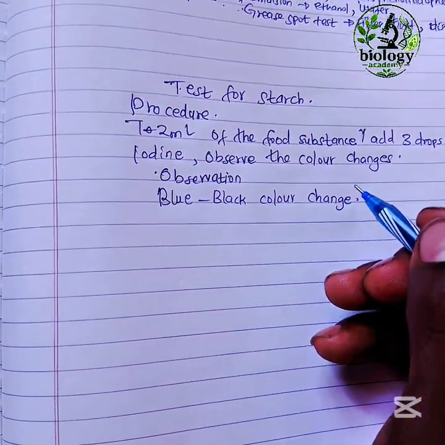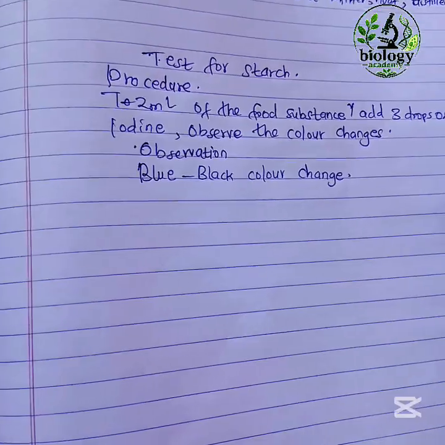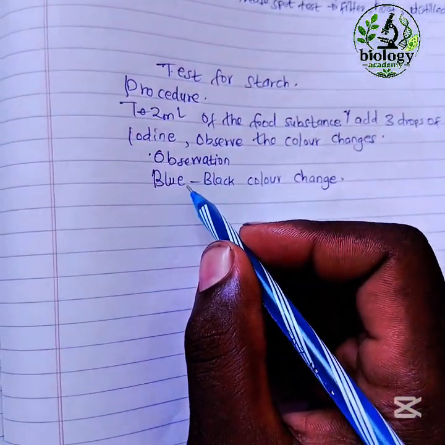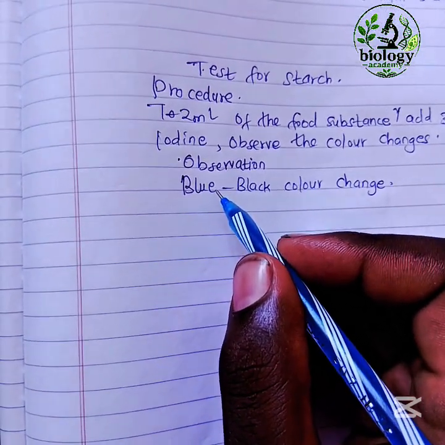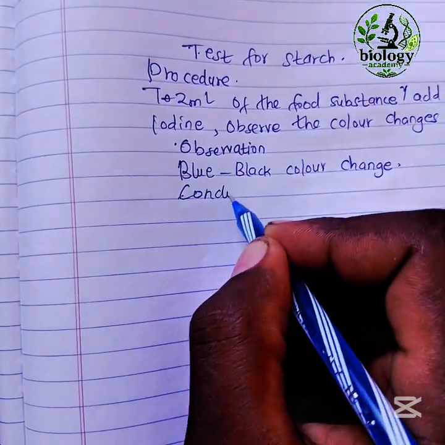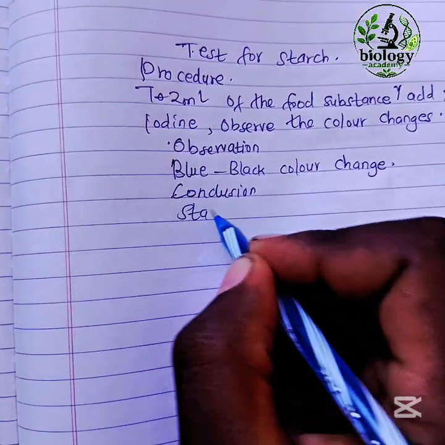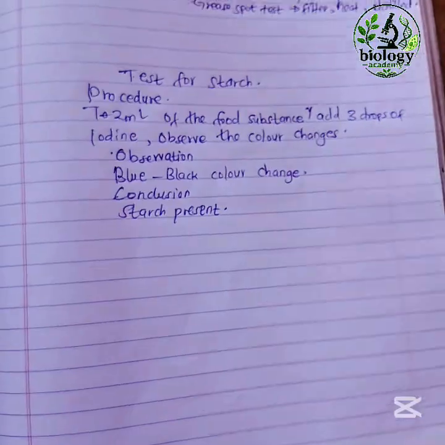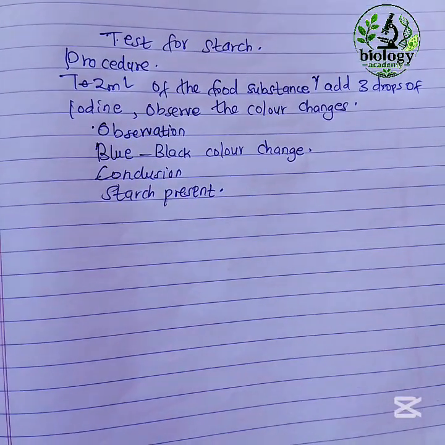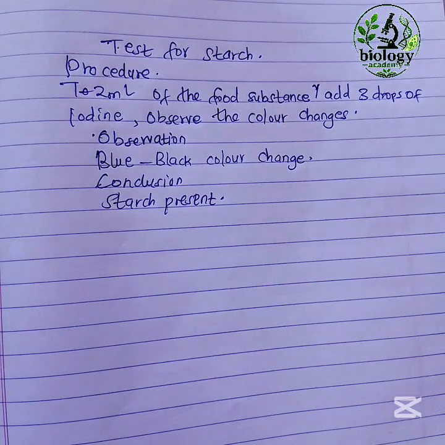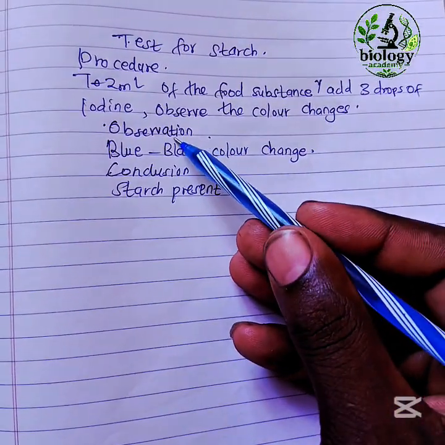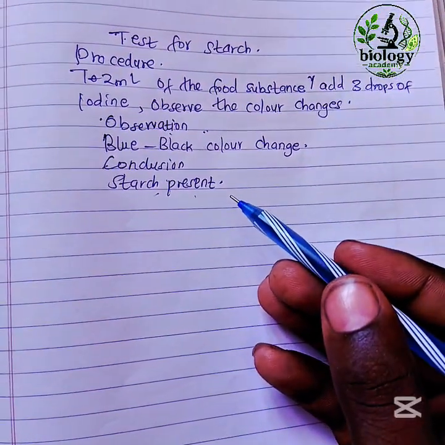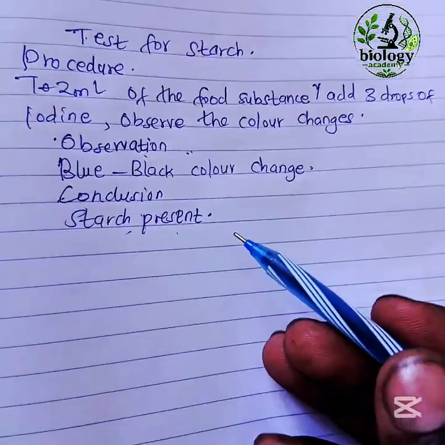And again, if there is no blue-black color change, that is a negative observation. If you observe a blue-black color change, the substance has starch, so your conclusion will be starch present. That is all about the test for starch. You get the correct procedure, the correct observation, and the correct conclusion. If you get the negative observation, automatically your conclusion will be starch is absent. And that is all about the test for starch.